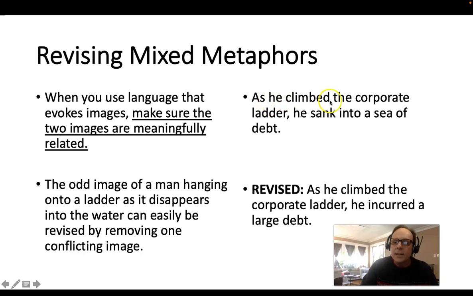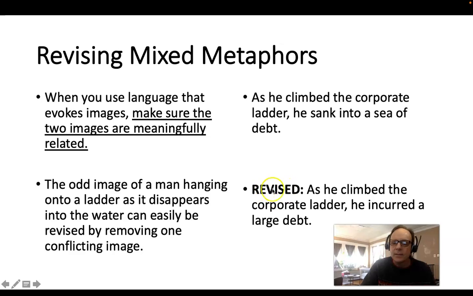Here's an example. As he climbed the corporate ladder, there's a metaphor, right? Corporate ladder. We don't really literally climb a ladder at work, probably unless we're working in a warehouse, but we do kind of edge our way up sometimes and get promotions and so on at work. So climbing the corporate ladder is a metaphor. He sank into a sea of debt. And so again, debt is not really liquid, water, ocean, right, that we can sink into, but it's a metaphor. Here we've mixed two metaphors and it's kind of confusing. It creates a weird image of a guy hanging onto a ladder as it disappears into the water. So we need to remove one of these.